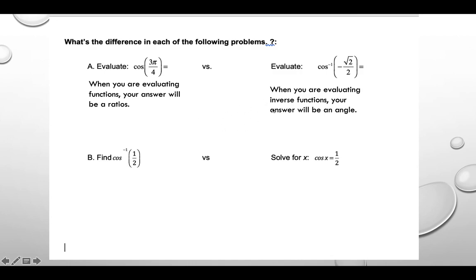So they're similar, but they're different. These are inverses of each other. So this is asking for the ratio, okay, but the inverse is asking for an angle.